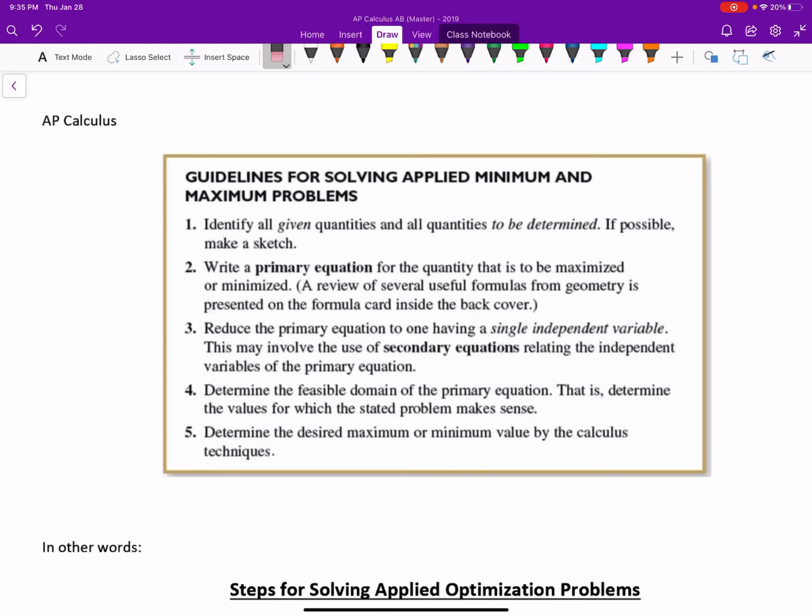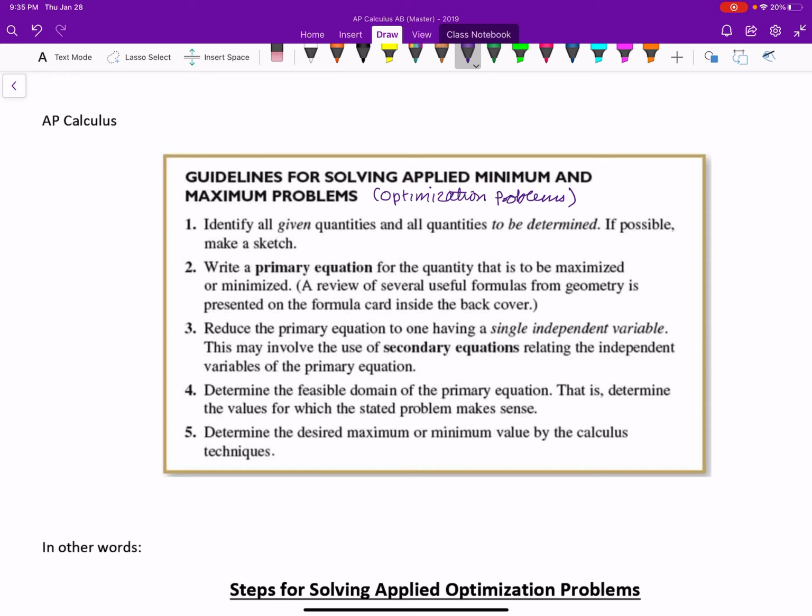So your book has guidelines for solving applied minimum and maximum problems. These are also, by the way, called optimization problems. Identify all given quantities and all quantities to be determined.